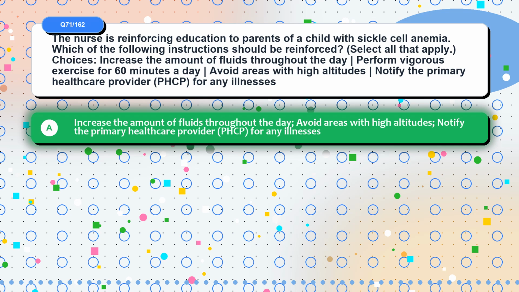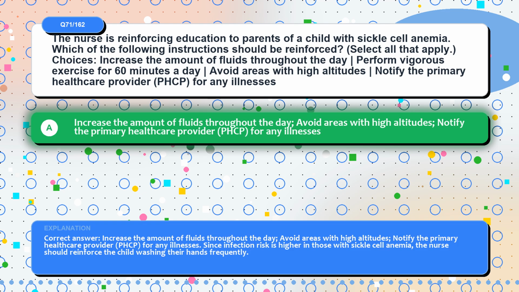The correct answer is option A. Increase the amount of fluids throughout the day. Avoid areas with high altitudes. Notify the primary healthcare provider (PHCP) for any illnesses. Since infection risk is higher in those with sickle cell anemia, the nurse should reinforce the child washing their hands frequently.